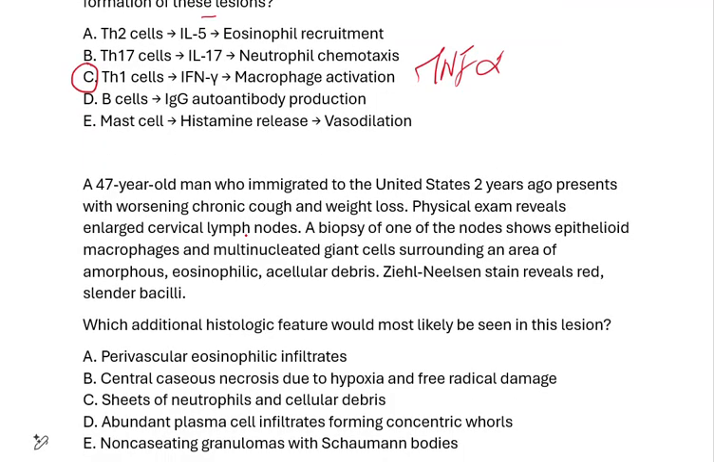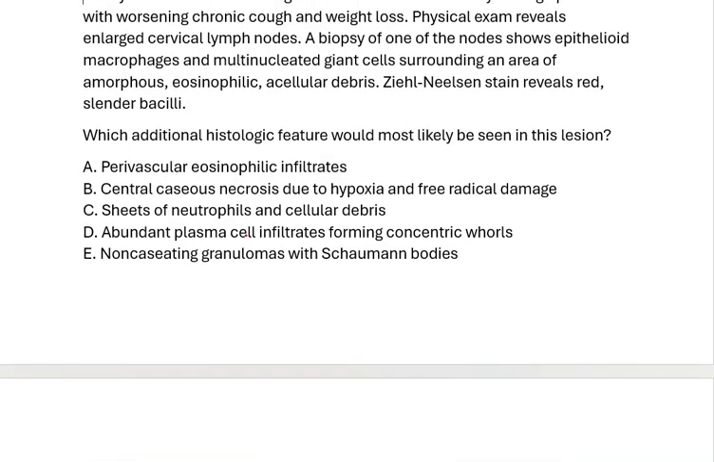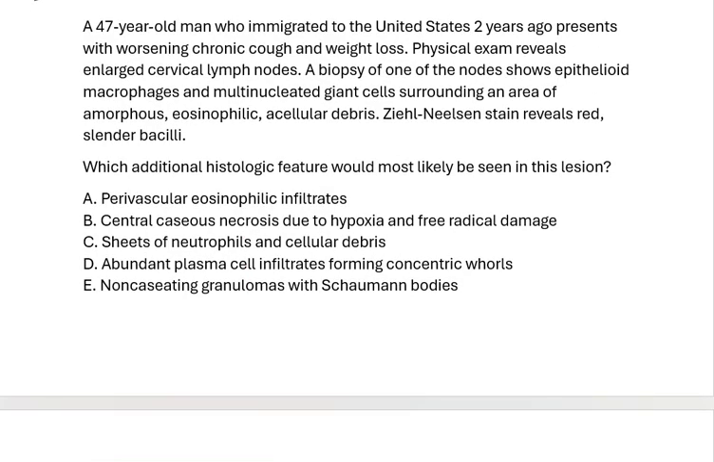Moving on to the next question. A 47-year-old man immigrated to the United States 2 years ago, presents with worsening chronic cough and weight loss. Physical examination reveals an enlarged cervical lymph node. A biopsy of one of the nodes shows epithelioid macrophages and a multinucleated giant cell surrounded by amorphous eosinophilic acellular debris. So we did a stain, right? Ziehl-Neelsen stain that reveals red slender bacilli, right? Which is what we use for what? Mycobacterium tuberculosis, right? Which additional histology feature will most likely be seen in this patient?